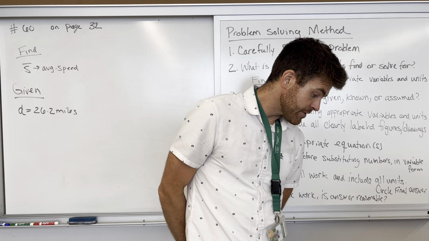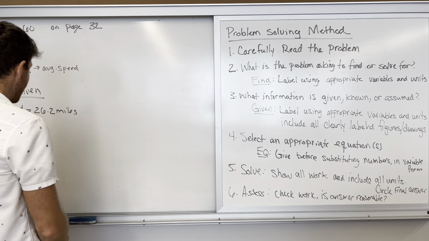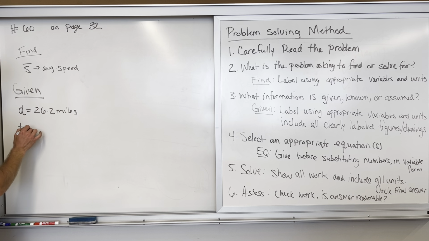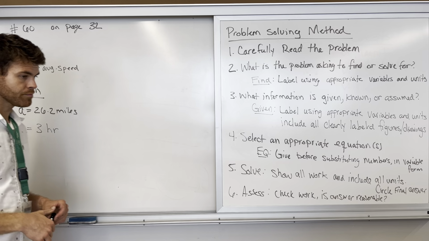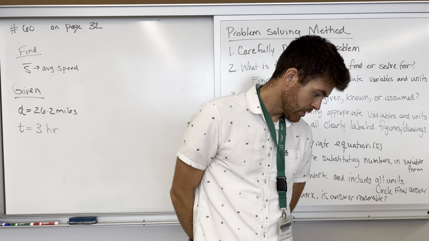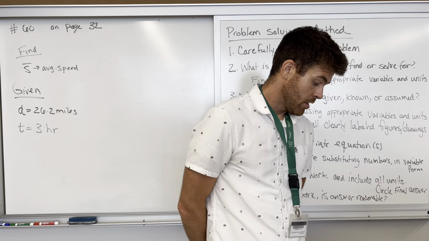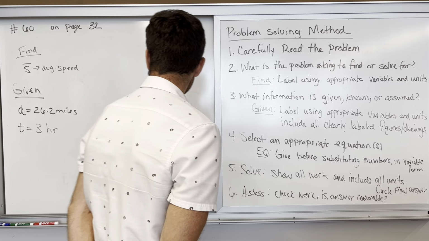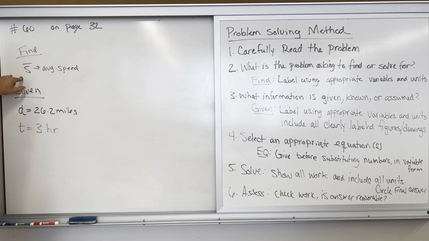Okay. Let's continue reading, see what else is given to us. A runner must be able to finish in less than 3 hours. 3 hours. What's that? That's a time. What minimum average speed must be maintained to accomplish this? All right, so that's all the information that's given. So we're trying to find the average speed we've identified. We've identified the given information. The distance is 26.2 miles, and the time is 3 hours.